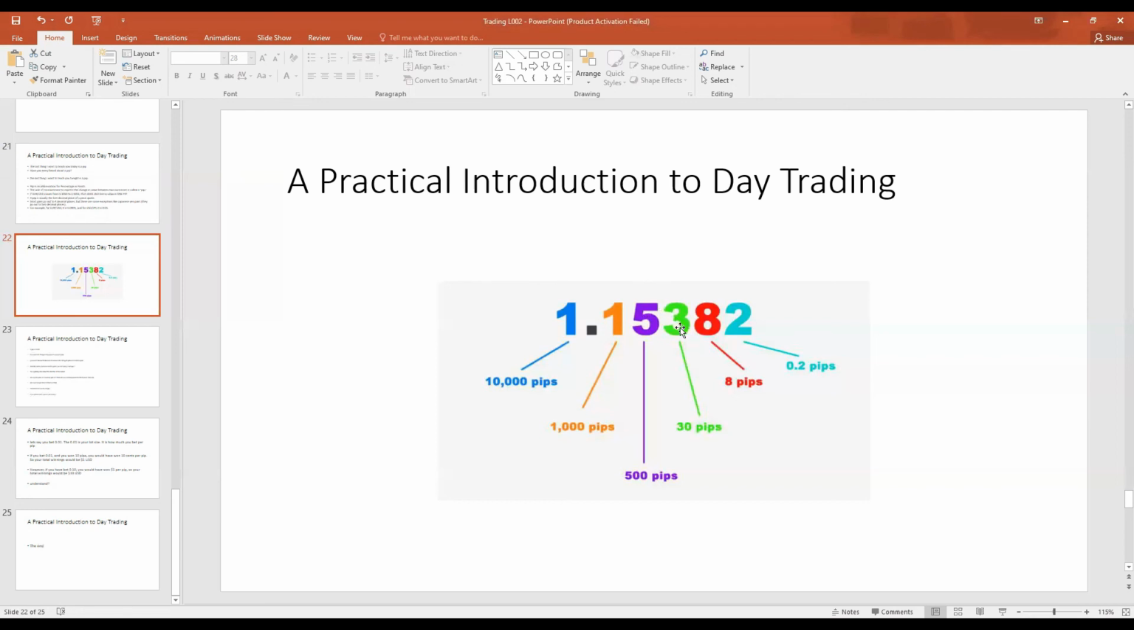This is the 3rd decimal place. This is the 4th decimal place. This is the 5th decimal place. Currency pairs typically go to 4 or 5 decimal places. If it goes to 5 decimal places, the 5th decimal place is a pipette. If it goes to 4 decimal places, the 4th decimal place is a pip.